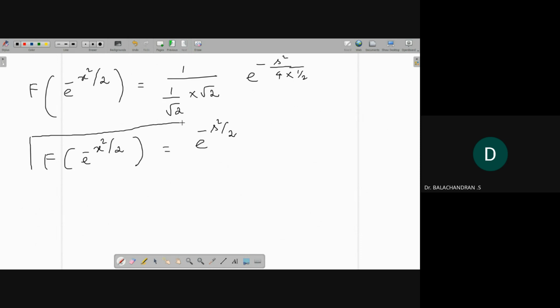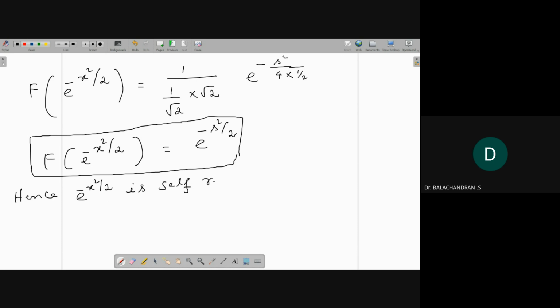So this implies, by the definition of self-reciprocal, which I gave before starting this problem, we say that e power minus x square by 2 is self-reciprocal under Fourier transform.